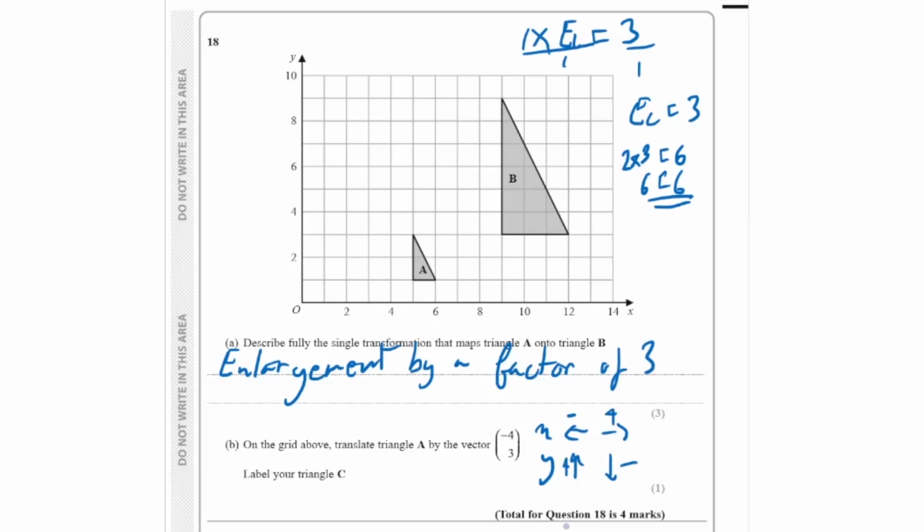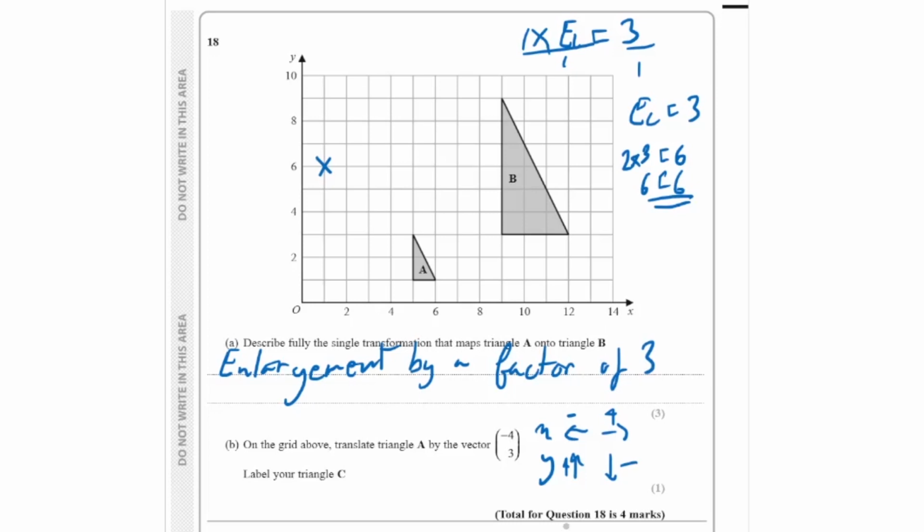So let's see here. Translate triangle A. We can always start with 1 point, and we can see here that it's negative 4. So on the x-axis, we move 4 to the left because it's negative. So 1, 2, 3, 4. Then 3 positive on the y-axis means it goes up. So 1, 2, 3. We can write a cross over there, and we can do the other points.